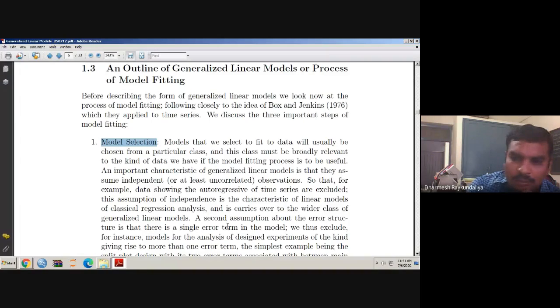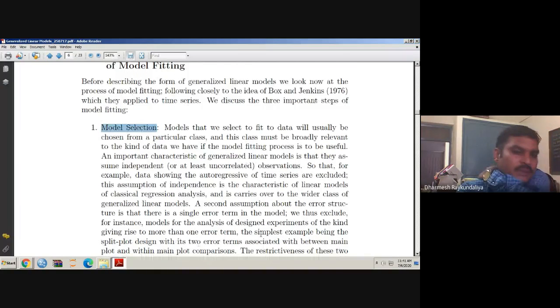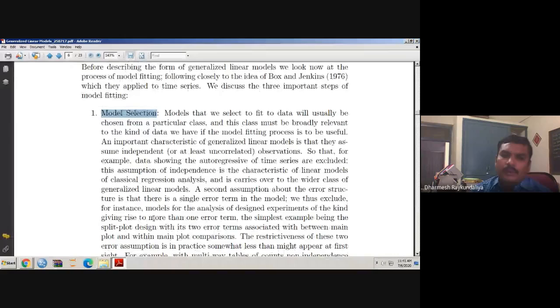A second assumption about the error structure is that there is a single error term in the model. So earlier we said that if there is more than one error term, we cannot use it. We just exclude, for instance, models for the analysis of designed experiments of a kind giving rise to more than one error. The simplest example is a split plot design with its two error terms associated with the main plot and within plot comparison. So as I said in the earlier discussion, we cannot apply generalized linear models when two error terms arise. A split plot design is an example, where we have one error from the main plot and another from the subplot.